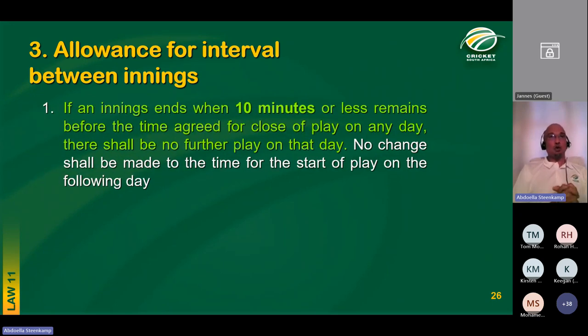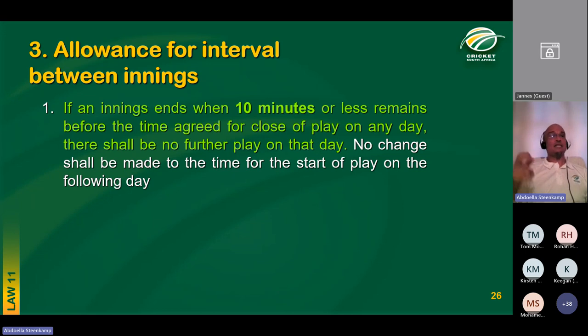So there's a concept in the law where we try to save a bit of time. One of these things is when an innings ends, whether a team declares or gets dismissed or bowled out, 10 minutes or less before the agreed time for close of play on any day, that will be close of play. That will be stumps on that day. I'll give you an example to illustrate what they mean.